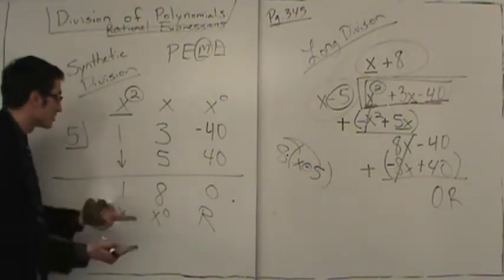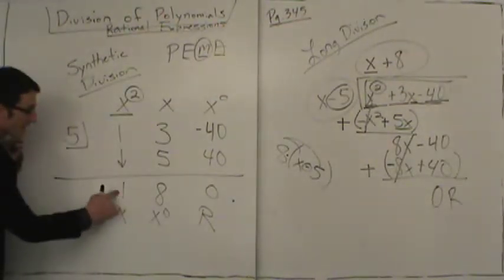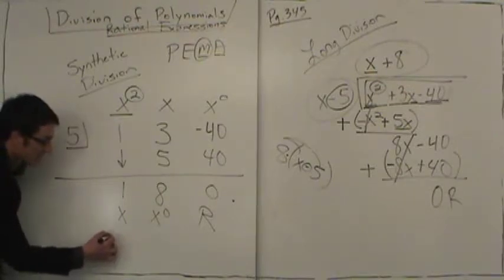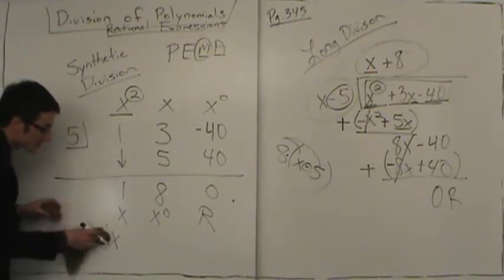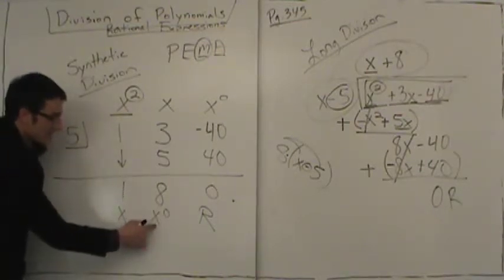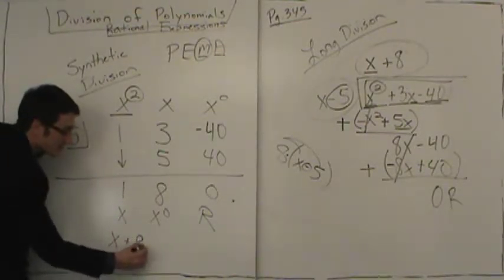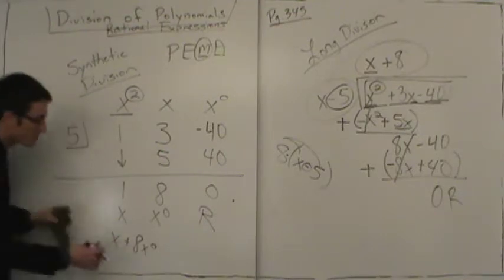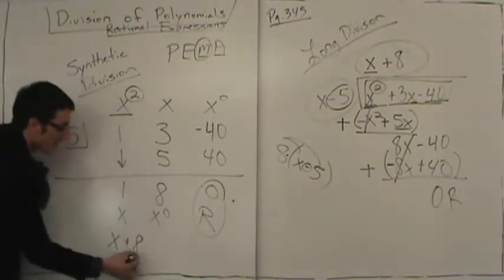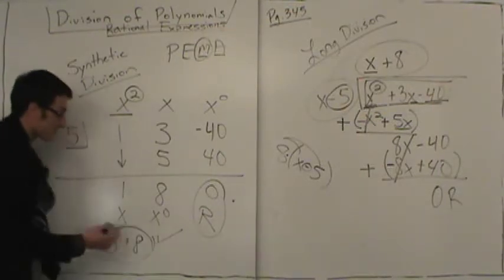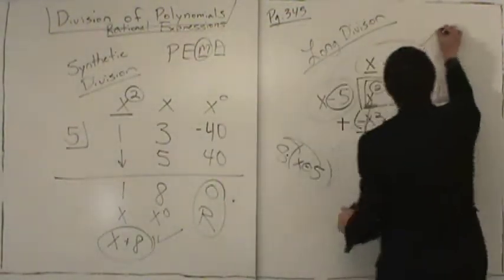Then the answer has to be glued back together. We have 1x, so we're just going to write this as x. We don't write 1x, we just write x. And 8x to the 0. So we write 8x to the 0. Do we have to write the x to the 0? No. X to the 0 is assumed to be 1. And our remainder is 0, so we don't write it. And our answer is x plus 8. Notice that x plus 8 matches x plus 8.